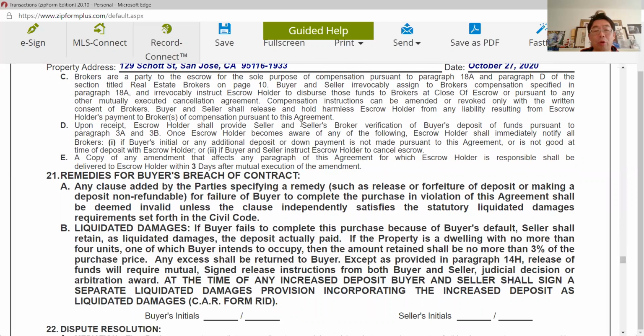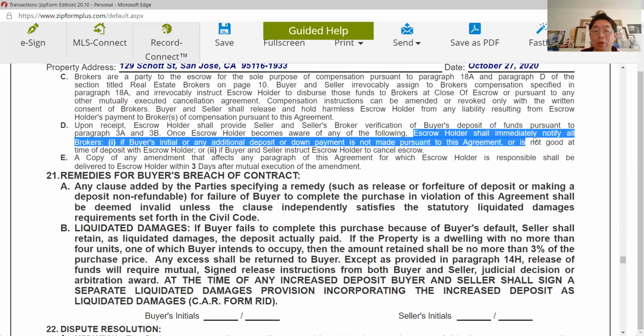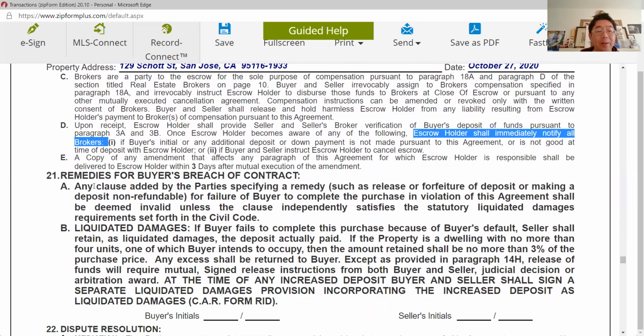And you see, the seller's broker also needs to verify the buyer's deposit funds. So when you pay that, they need to verify the money. Actually, that will be performed by the escrow company, so you don't need to worry about that. Escrow holders should immediately notify the broker as soon as they receive your money, saying, okay, I received the initial deposit, so that we can move forward with the rest of the process, which is just beginning, because remember we have a full contingency to work on.